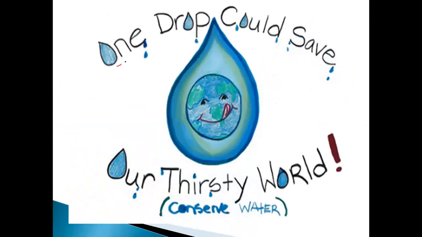So, my dear students, one drop could save one thirsty world. Conserve water. Be careful not to waste water, so that lots of people can use that water, because we know that lots of people are not getting a proper amount of fresh water for drinking. So one drop could save one thirsty world. It means you have to use very little water and conserve more.